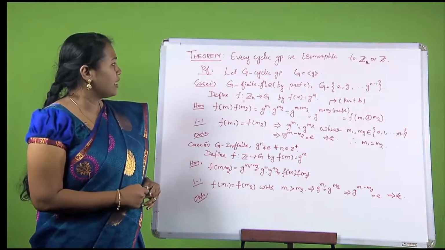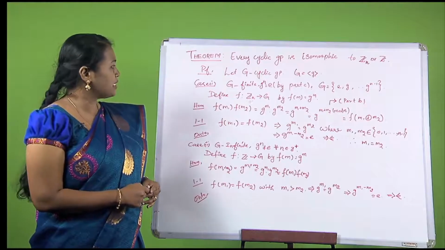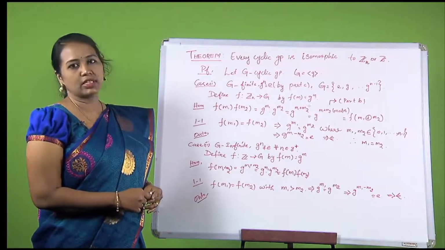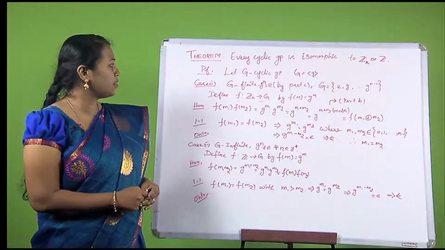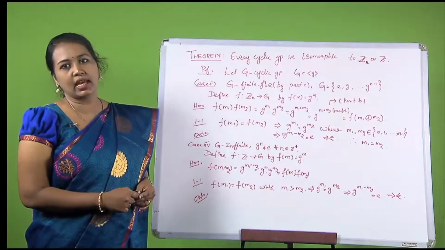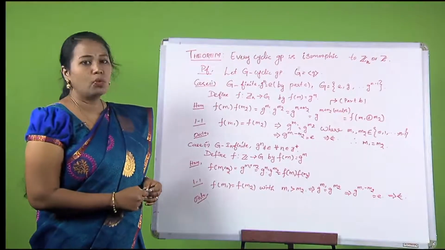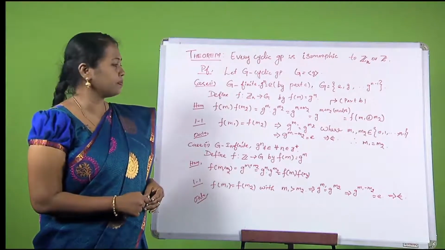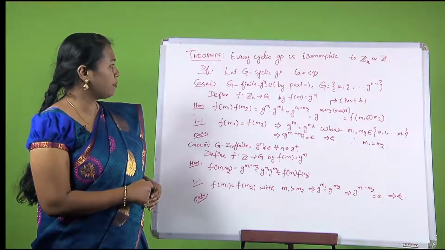We define a function f from Zn to G by f of m is equal to g power m. Our objective is to prove that this function is an isomorphism. In order to prove that, we will prove the 1-1 property, the onto property, as well as that it is a homomorphism. So the homomorphism will be proved like this.